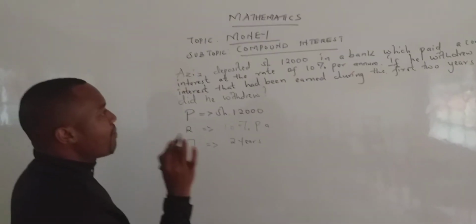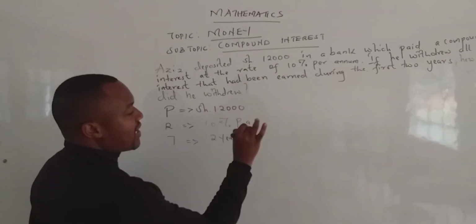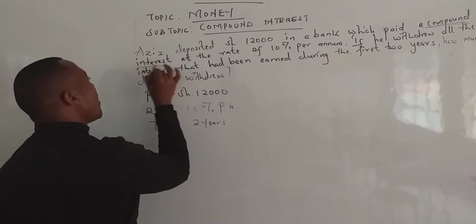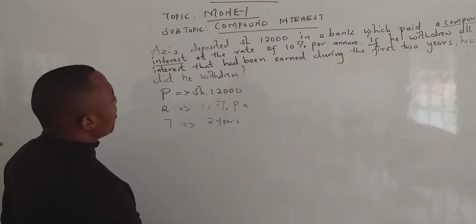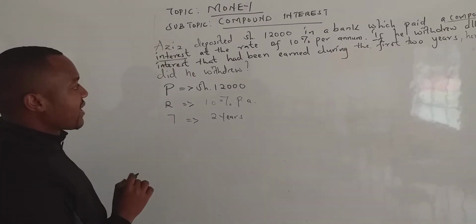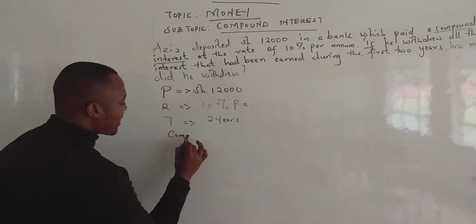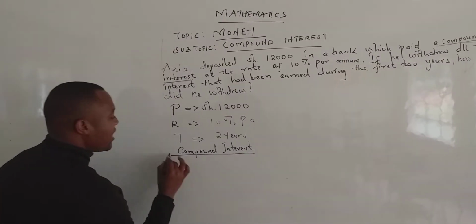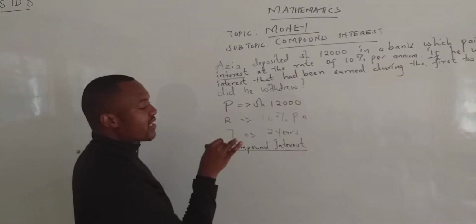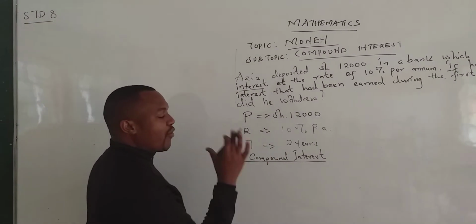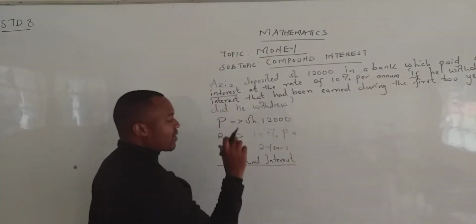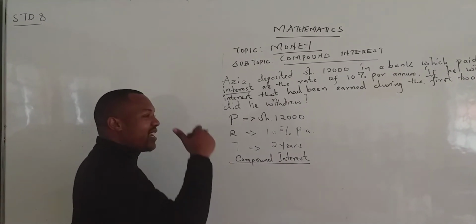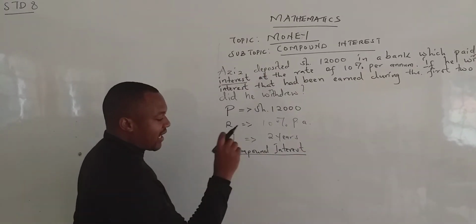Now, remember, the money was deposited in the bank by Aziz, but now he used the other form of how the money gained something on top, and used what we call compound interest. On compound interest, we work out the interest in semesters. We work out the interest for the first year first, and then that interest for the first year is the one that will make a new principal, with which we shall work out the interest again for our second semester, or for our second year.